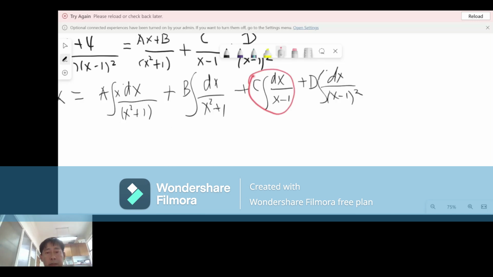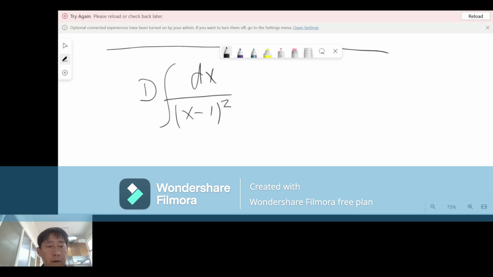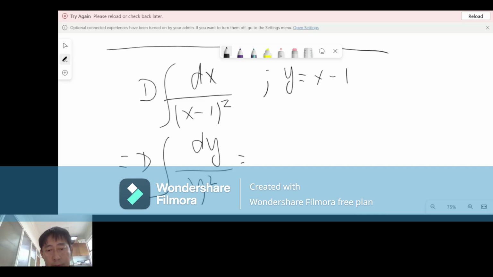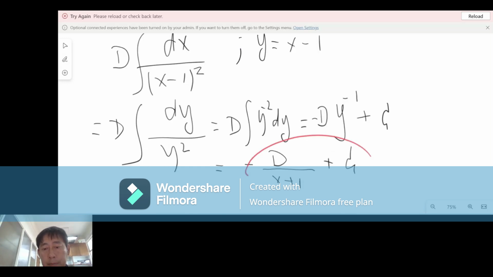Now we will discuss the integration of the c term, which is simply log of x minus 1 plus a constant. The integration involving the d term could be performed by substituting y as x minus 1, so that this integration is straightforwardly reduced to dy over y squared, which results in this, and consequently minus y to the power of minus 1 plus a constant, which translates into minus d over x minus 1 plus a constant.